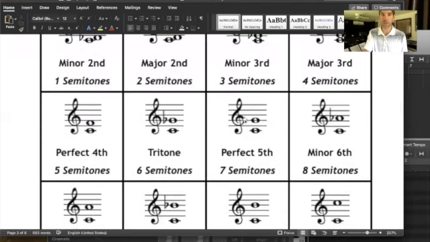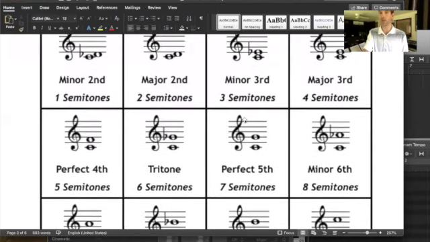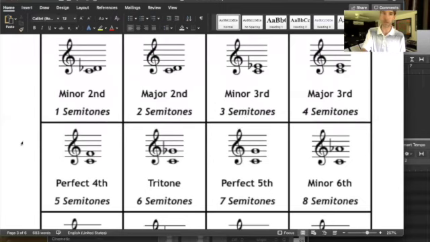But so that you can see this, when we build a chord, we're really looking at our root, we're looking at our third, minor or major, and we're looking at our fifth.